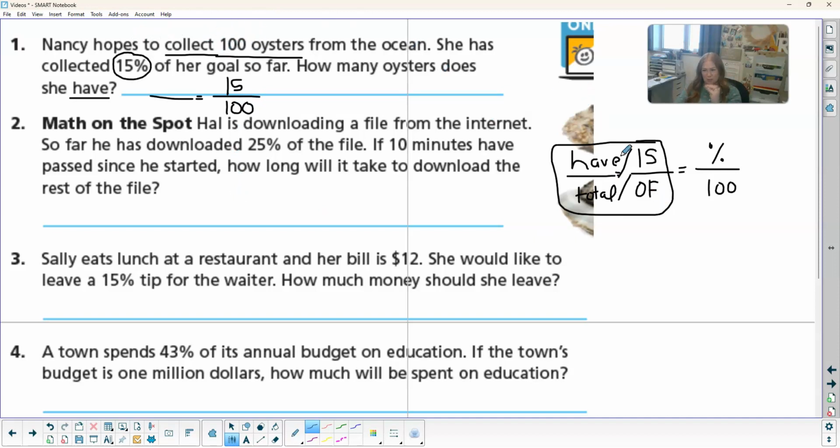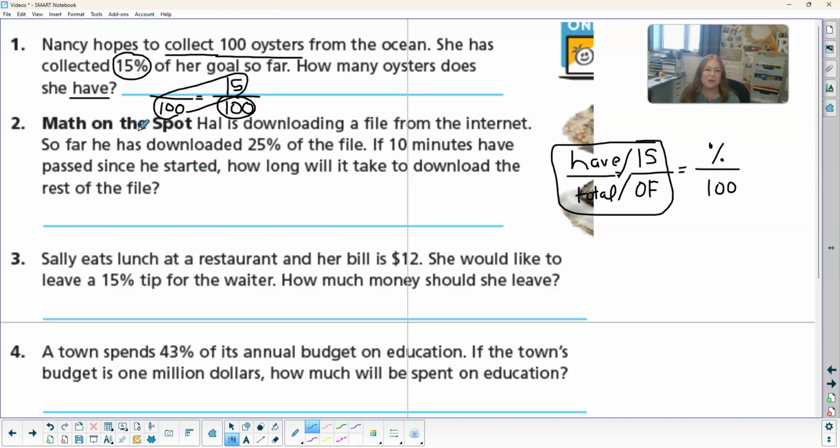That's the total she wants to get, right? It's asking how many she has. We don't know the top number, the numerator, but we know the denominator. The total is 100. So you can think, how do I get from 100 to 100? If you know that, think about what that's going to be. If that's not making sense to you, right? We're going to crisscross times and divide.